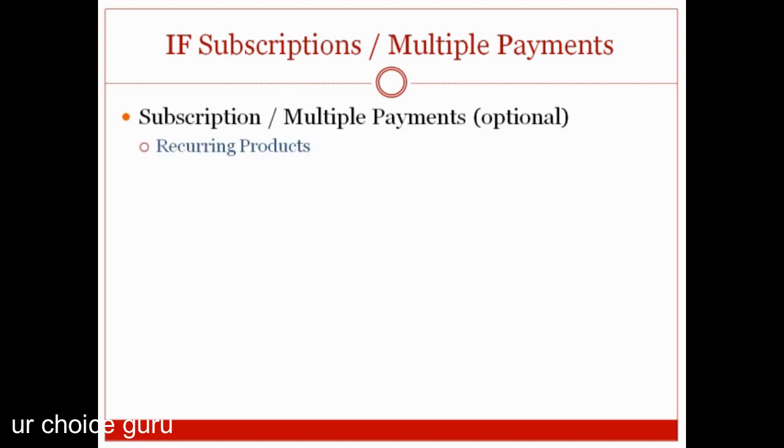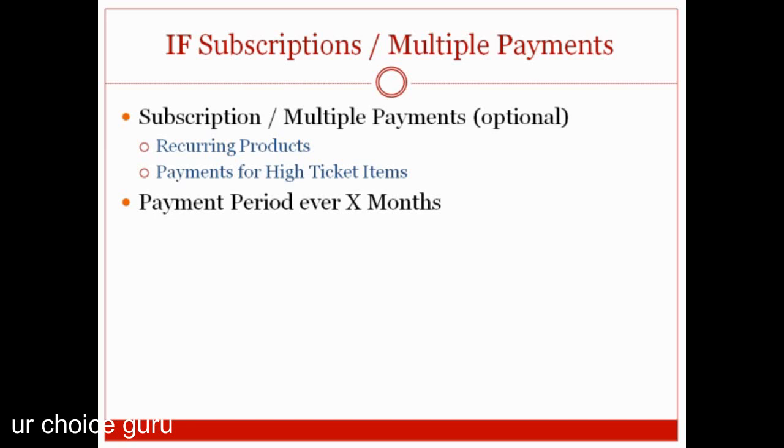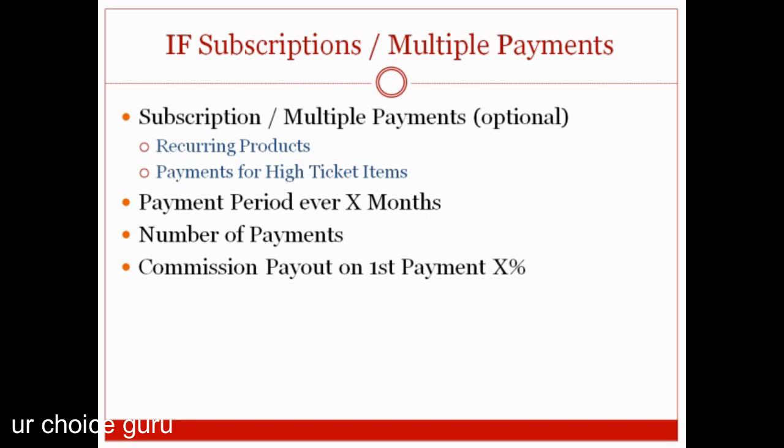So it applies to recurring products and payments for high ticket items or low ticket items if your audience are unable to pay a certain amount. Then you're going to need to know the payment period for X amount of months. So let's say, for example, your membership site was 6 months. So if it's 6 months, the number of payments in those 6 months, and then of course how much your affiliate gets on that first payment.